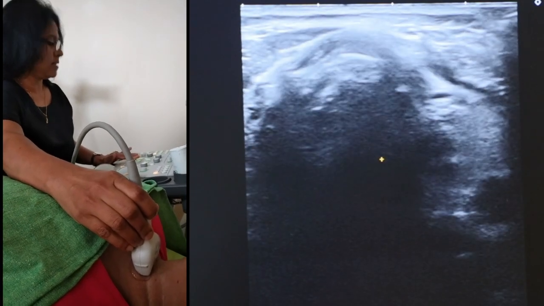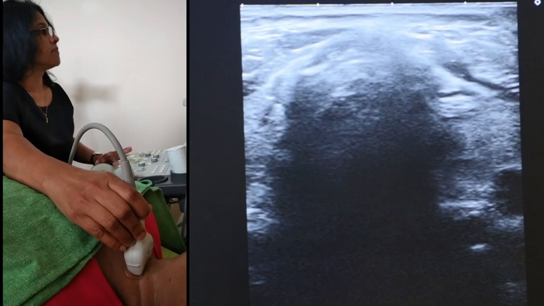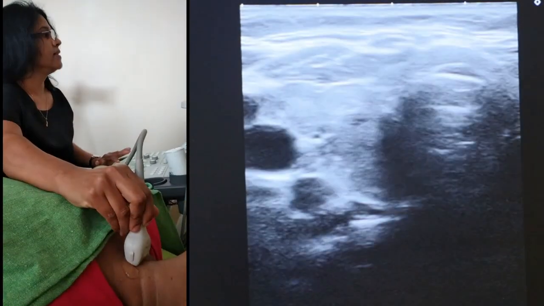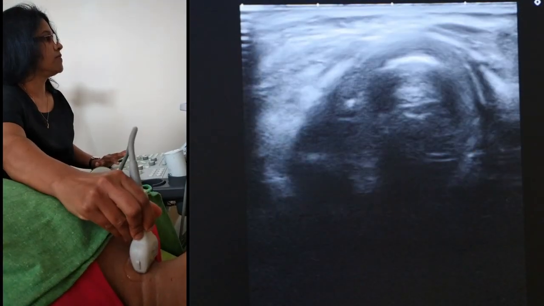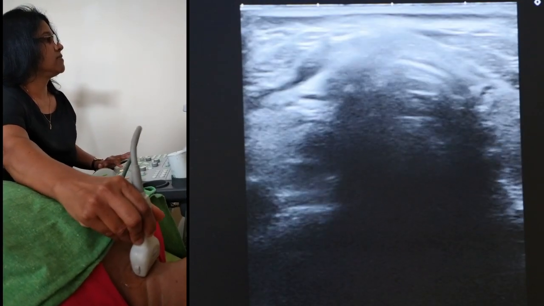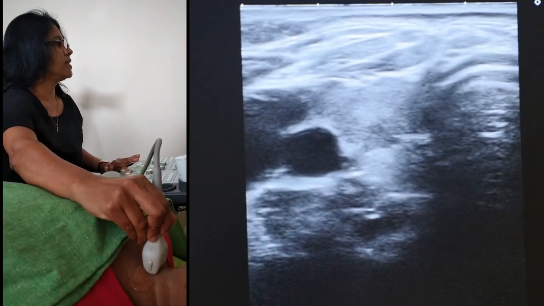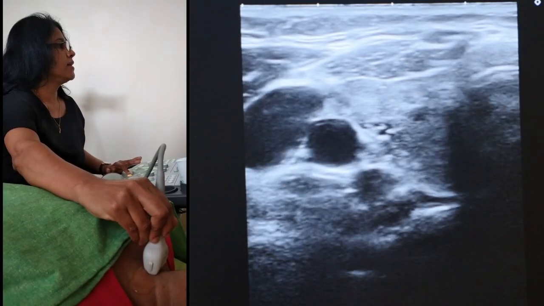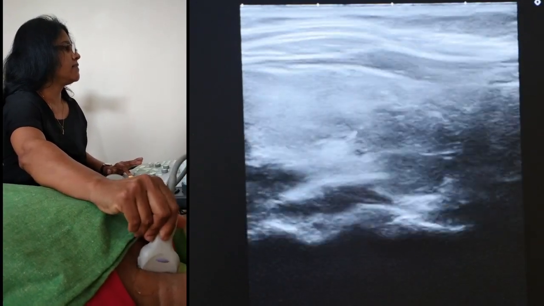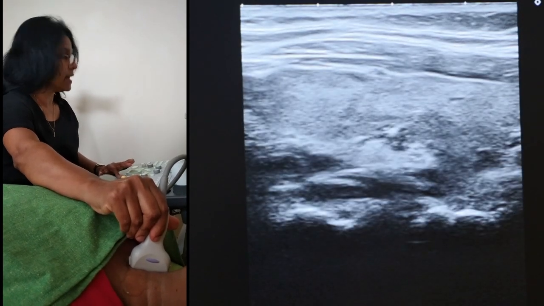Now, either side of the trachea, you can see the right lobe, isthmus, and left lobe of the thyroid gland. So this is the cross-sectional or transverse section of the thyroid gland. Now I am moving to the right lobe of the thyroid gland. This is the transverse image, and this is the longitudinal image of the right lobe of the thyroid gland.